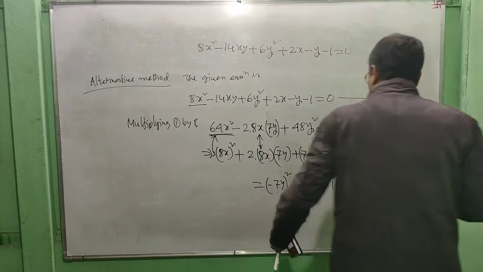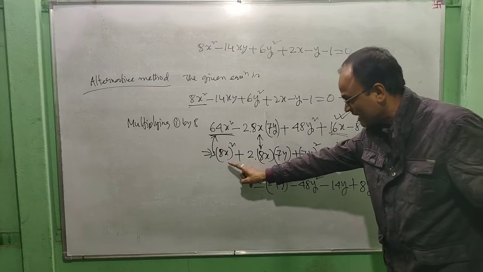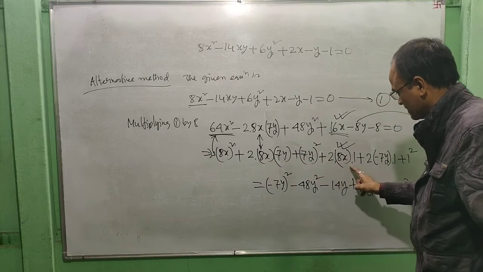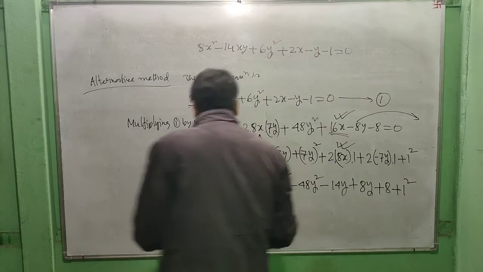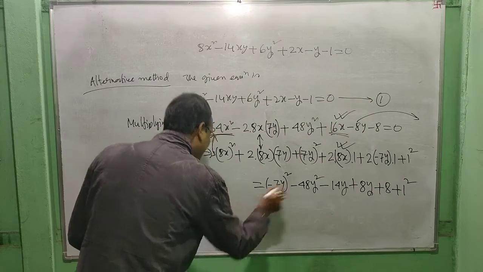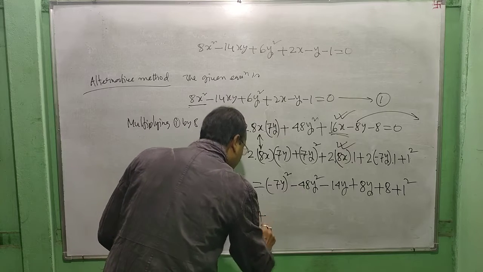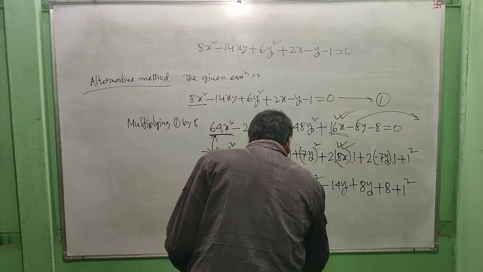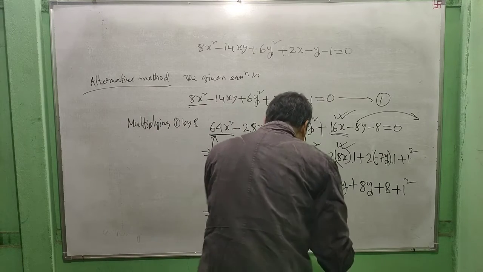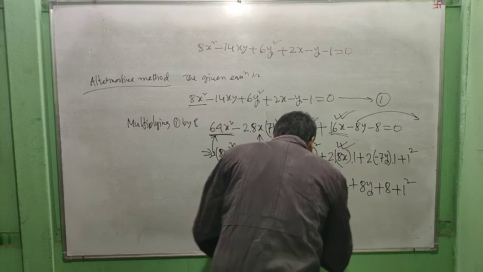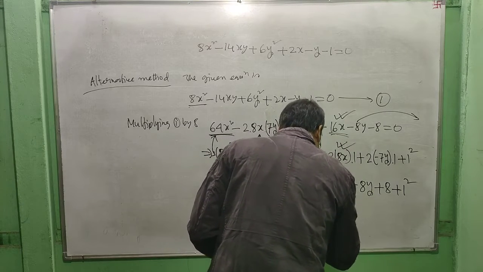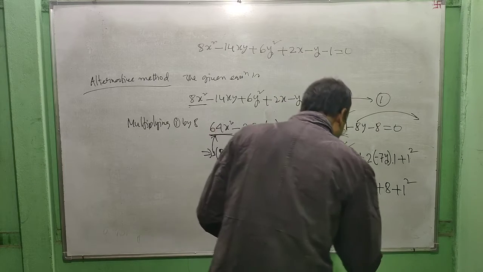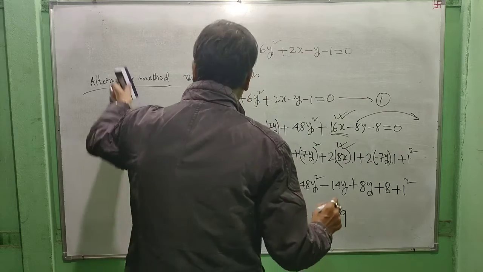Now see the left hand side. It is of the form a square plus b square plus c square plus twice ab plus twice bc plus twice ca. This is equal to a plus b plus c whole square. 8x minus 7y plus 1 whole square is equal to 49y square minus 48y square, that means y square minus 6y plus 9.